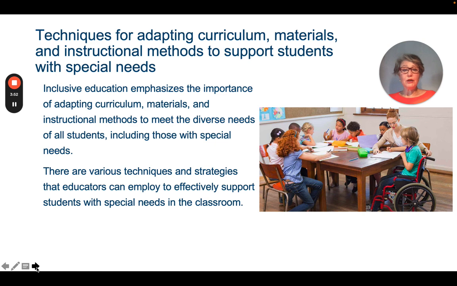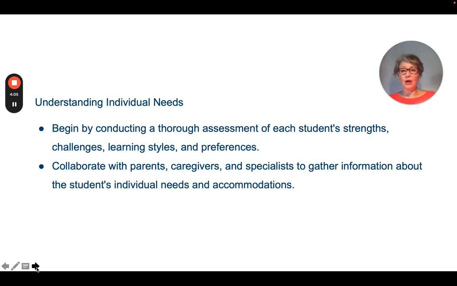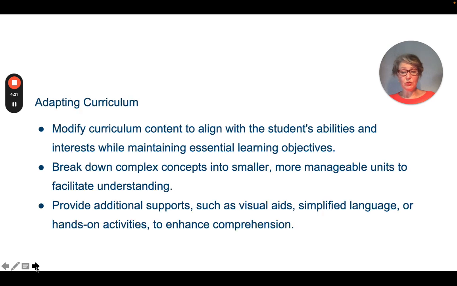Techniques for adapting curriculum, materials, and instructional methods to support students with special needs. There are various techniques and strategies that educators can employ to effectively support students with special needs in the classroom. First of all, understanding individual needs. Begin by conducting a thorough assessment of each student's strengths, challenges, learning styles, and preferences. Collaborate with parents, caregivers, and specialists to gather information about the student's individual needs and accommodations.